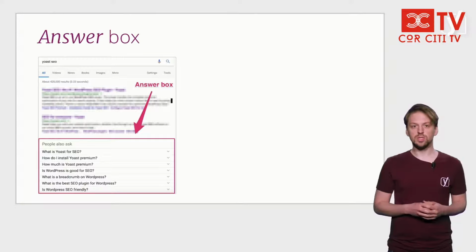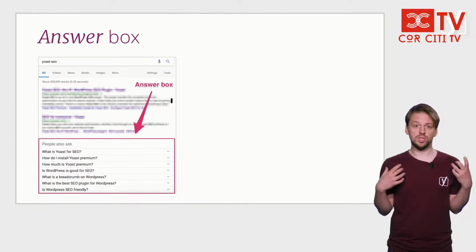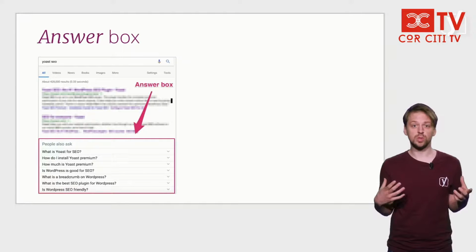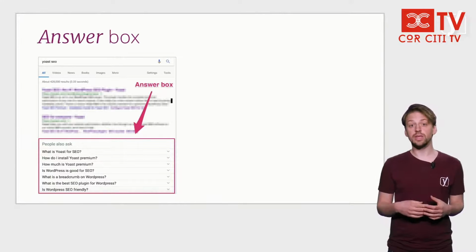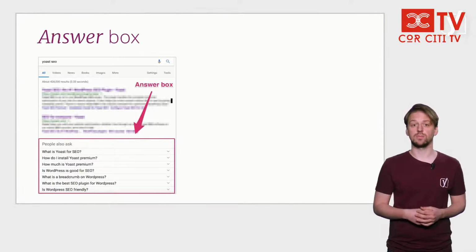An answer box appears somewhere between the organic search results. It'll give suggestions for questions that relate to the search query you typed in. If you're searching for Yoast SEO, you'll encounter this answer box between the organic search results. Clicking on one of the suggestions will give a direct answer to the specific question you asked.